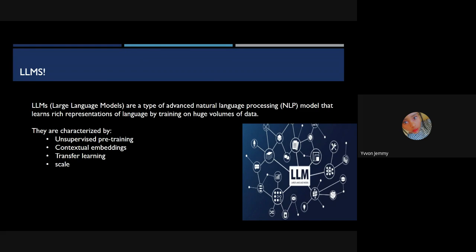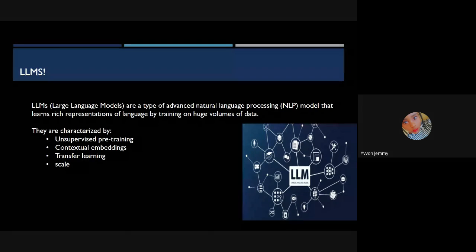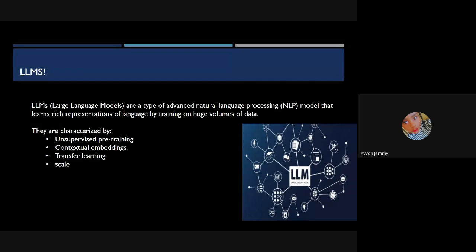And then there is transfer learning. Transfer learning basically means that you take a model that was trained on a certain task, and then you transfer it to do another task. For example, if a model was trained on identifying images of cars, you can take that model and use it to identify trees. You see, that is transfer learning.